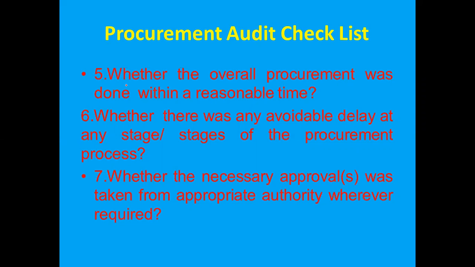Next, seventh point, whether the necessary approvals were taken from appropriate authority whenever required. So whatever the process is done, the approvals have been done as per the checklist or not. So it has to be also checked before you are going for the procurement process.